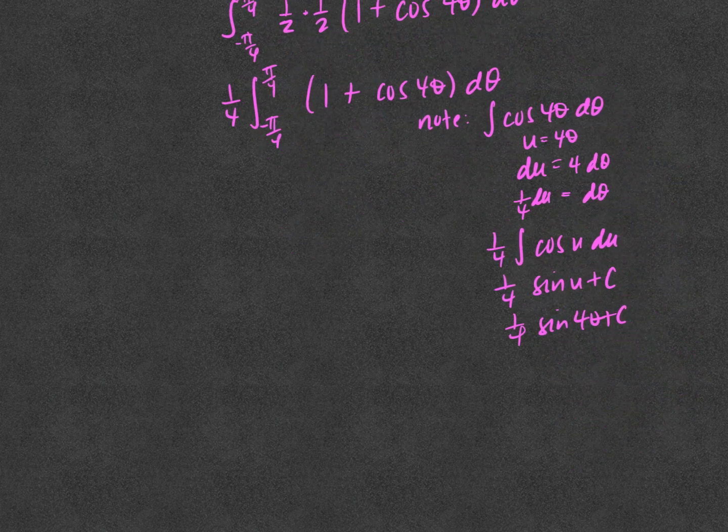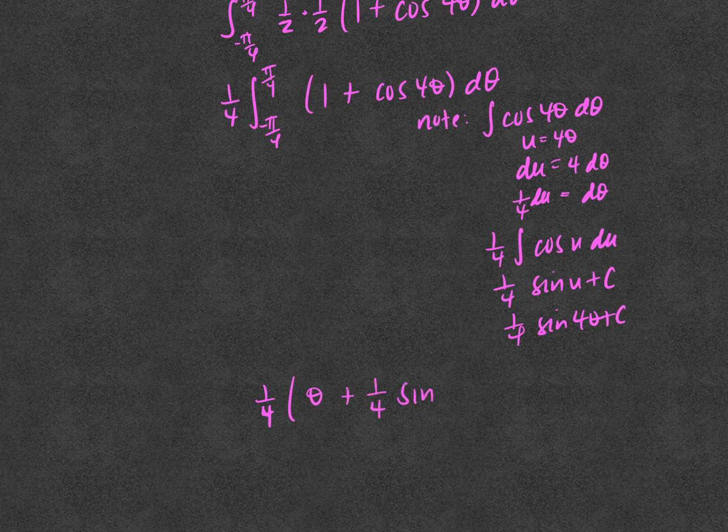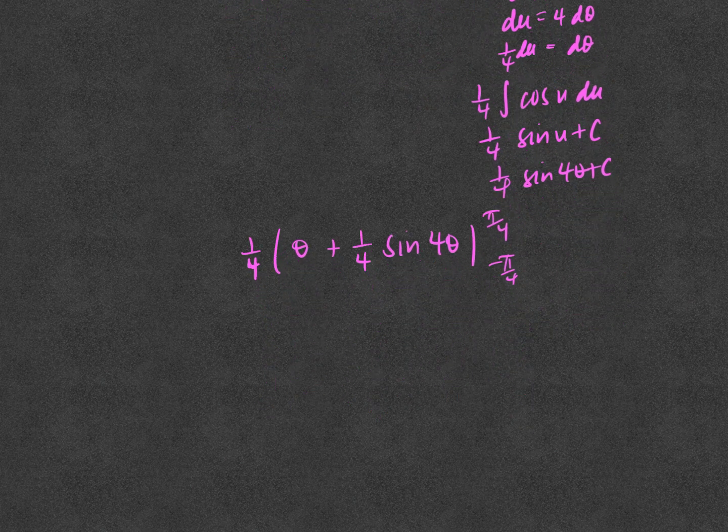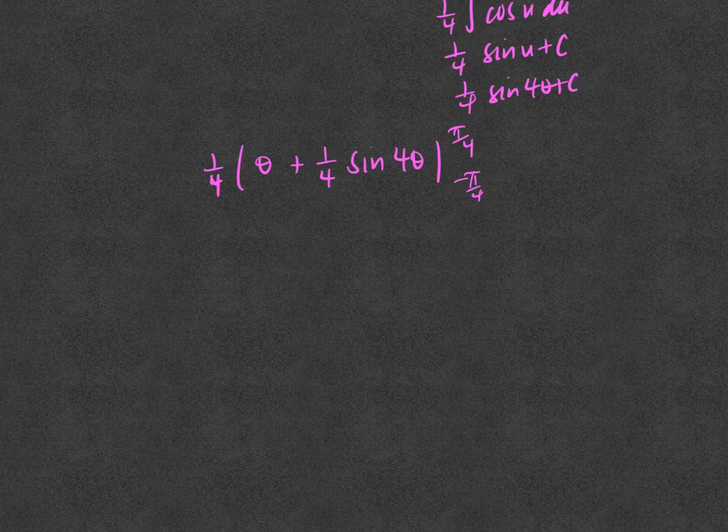So that means I'm going to come down and I'm going to have 1/4. And when I integrate 1, we get theta. And when we integrate cosine of 4 theta, we get 1/4 sine of 4 theta. And the bounds are negative pi over 4 to positive pi over 4. We don't put the plus c because when you have bounds, the plus c doesn't come into play.